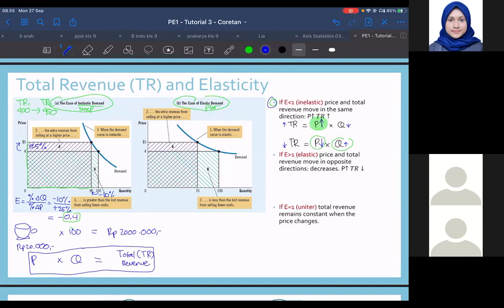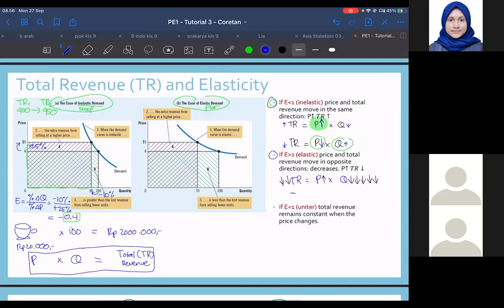For goods with elastic characteristic, P times Q. If the good is elastic and the producer increases the price, the quantity will decrease, but the decreasing amount is larger than the increasing amount of the price. So the key is decreasing by that much. It means that our total revenue will decrease. So there is no option of increasing the price of the good.